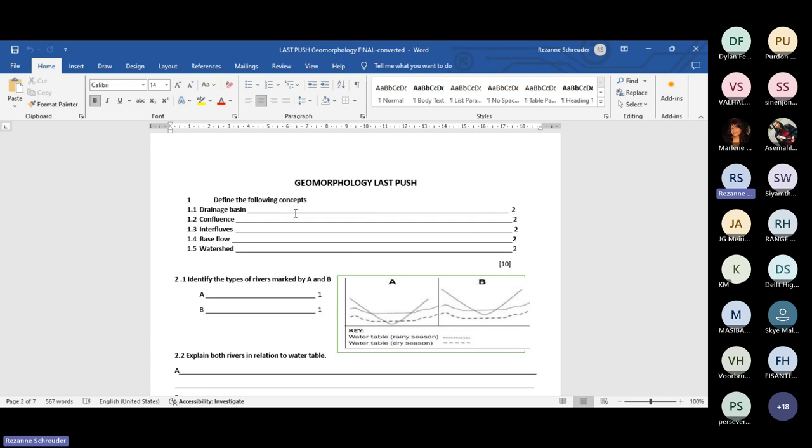You can give me the question that you would like to give the answer for, and on the WhatsApp chat or in the chat group, you can just type 1.2 confluence. It is, and then you give me the answer. All right, let's see if we can get some interaction from the learners.